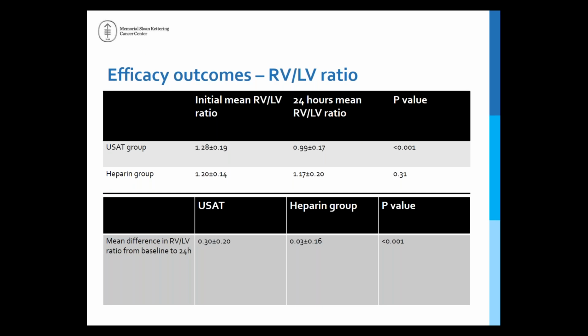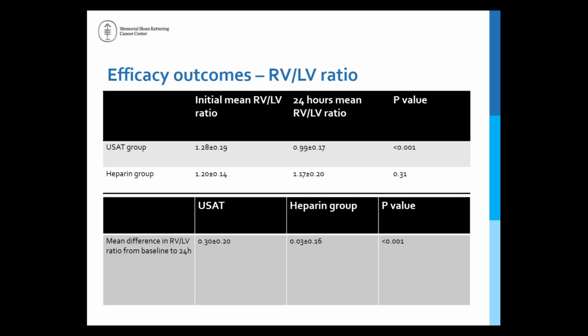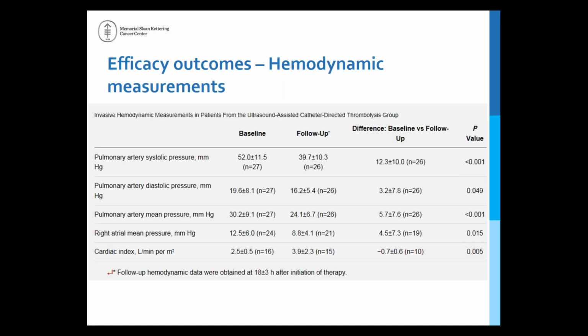And what they saw was when the patients went on catheter-directed thrombolysis, there was, in fact, a difference in the initial RV-LV ratio, the right ventricle to left ventricle ratio, 24 hours after treatment. We'll talk a little bit also about the importance of the RV-LV ratio. But when we put patients on catheter-directed thrombolysis, there was a statistical improvement in the RV-LV ratio.